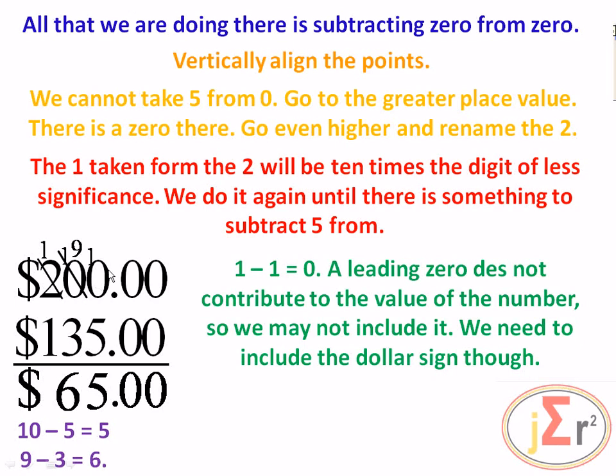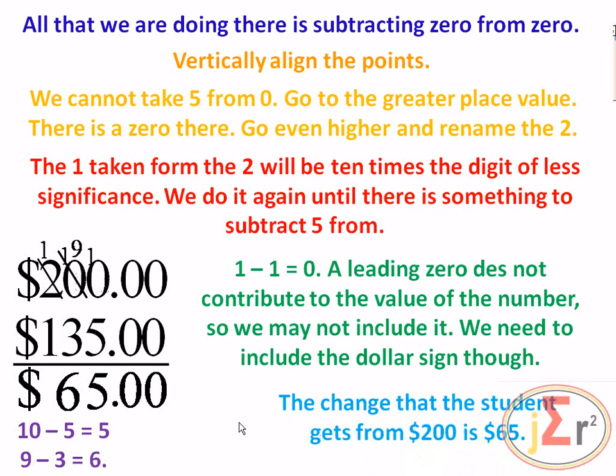So when we are here at a particular position, anywhere we are, then the digit to the left is what? 10 times the present place value. And if we are right here or anywhere we are, this digit is 10 times the digit to the right, which is the digit of less significance. The change that the student gets from $200 is actually $65. And it is not located in any option because this problem is not a multiple choice problem.